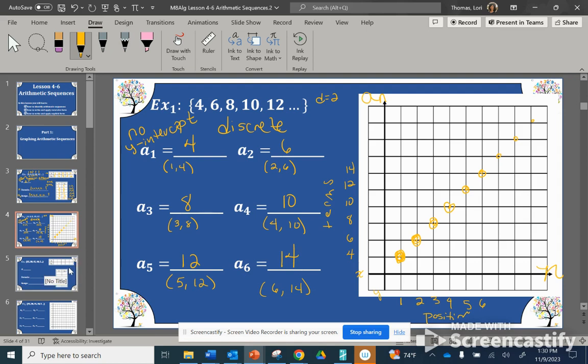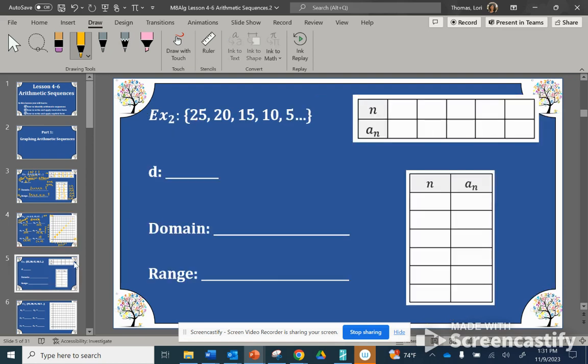Okay, let's take a look at another example. Here we have a sequence 25, 20, 15, 10, 5. We can see we're decreasing. So from term to term, our common difference is -5. So we have a -5 quote unquote slope. So again, I'm going to write the words common difference. This is the language. Instead of slope or constant rate of change, we call it the common difference.